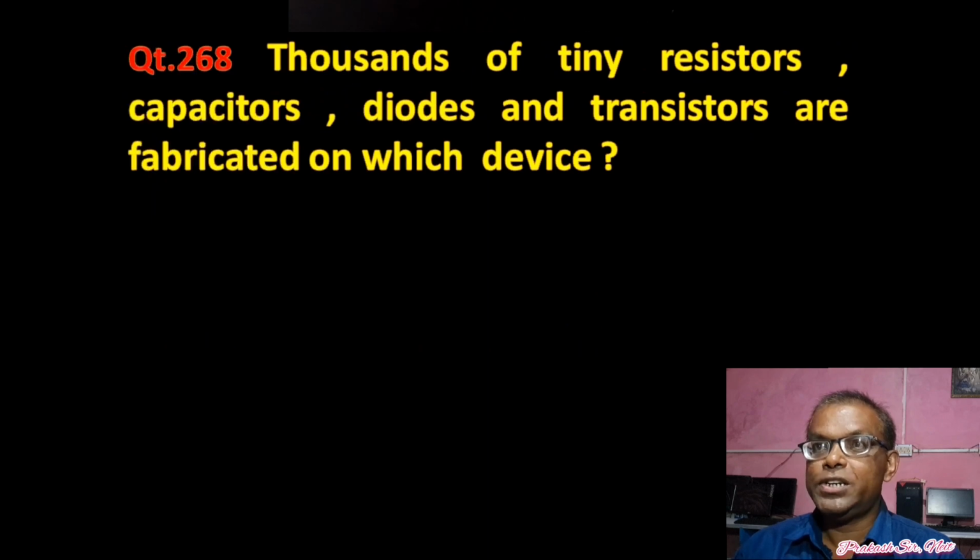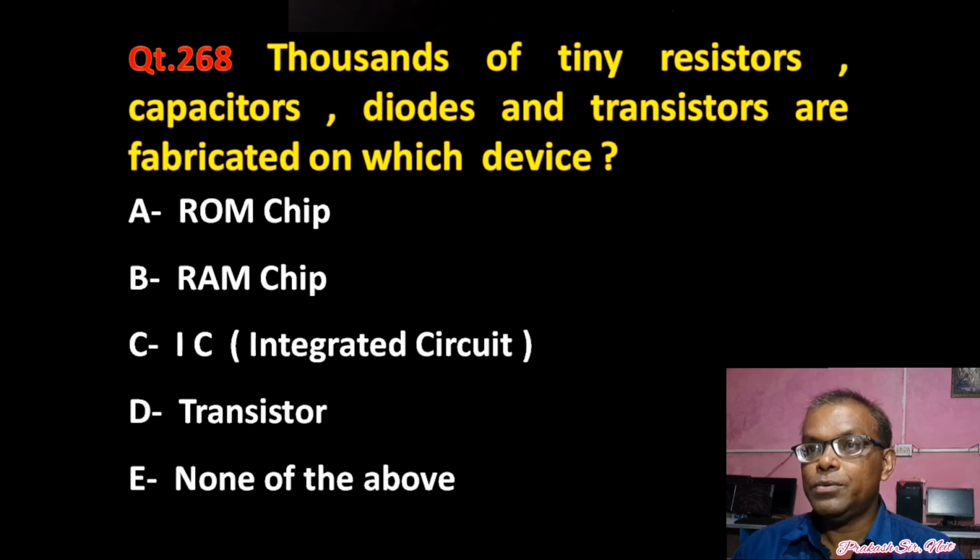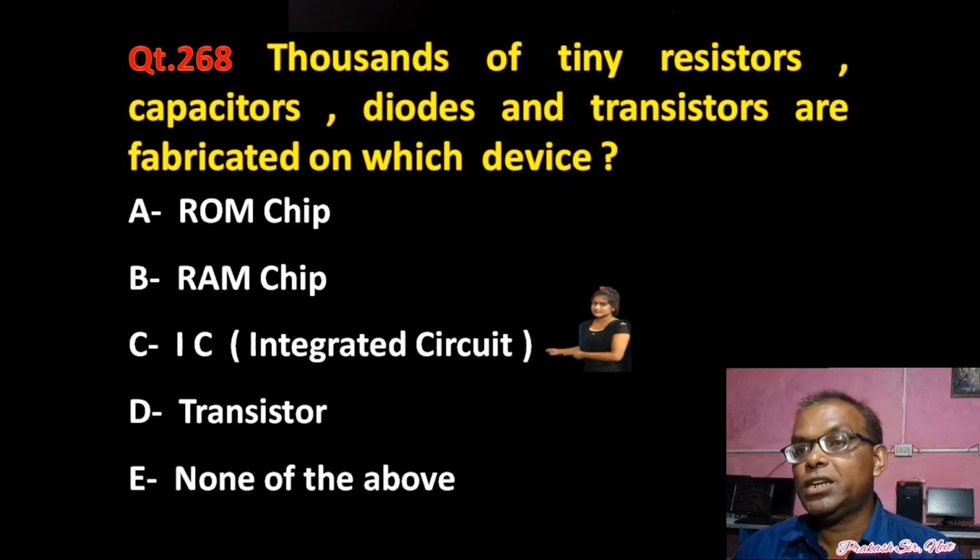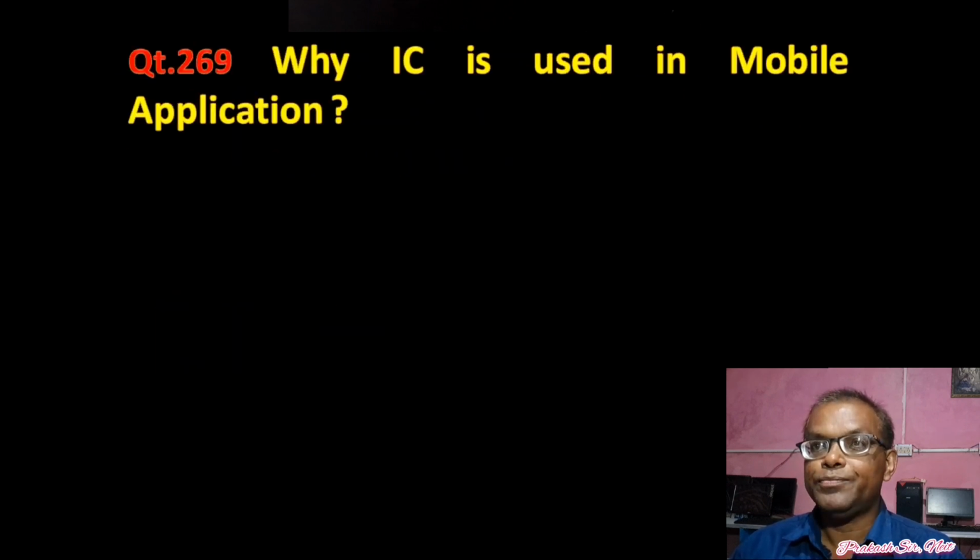Question number 268. Thousands of tiny resistors, capacitors, diodes, and transistors are fabricated on which device? So the alternatives are ROM chip, RAM chip, integrated circuit, transistor, and none of the above. The correct answer is point number C, that is integrated circuits, because integrated circuit consists of thousands of resistors, capacitors, diodes, and transistors which are fabricated on this device. So point number C is the correct answer.